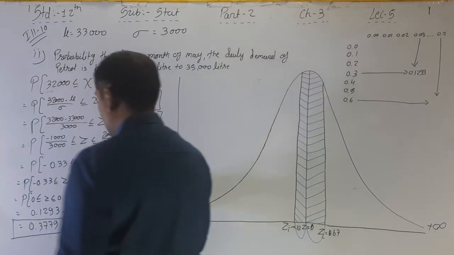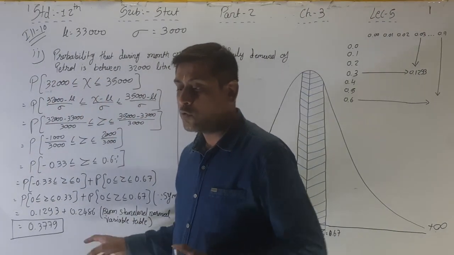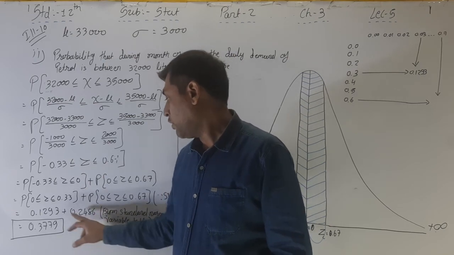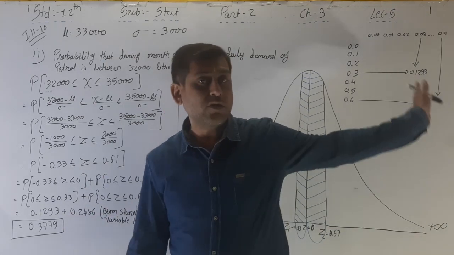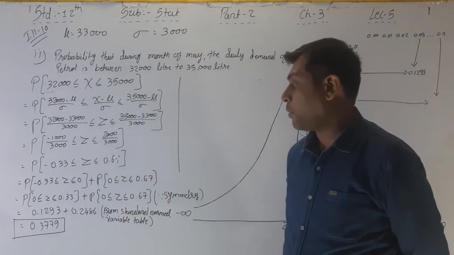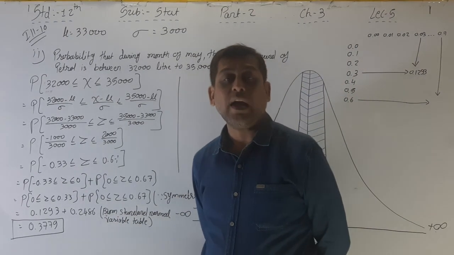Compulsory we have to write down. Whenever we are writing out the values, we have to write down that these values we are finding from the standard normal variable table. Okay. So here we have to write down that. So please write down this. The total probability is 0.3779.